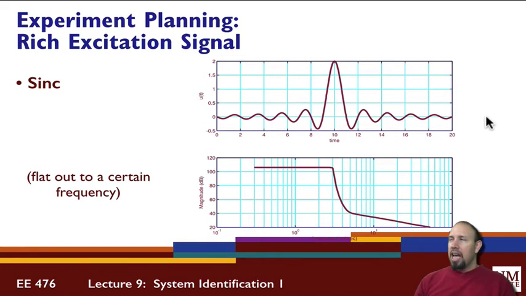Very simple to implement. However, when it comes to identifying systems with a lot of noise, for example, the sensor that you're using to measure the output could have noise associated with it. That noise is going to create problems if you're applying an excitation signal that's all zeros and a 1. So that's a problem. In theory, this would make a really good system identification excitation signal, but in practice, not so much.